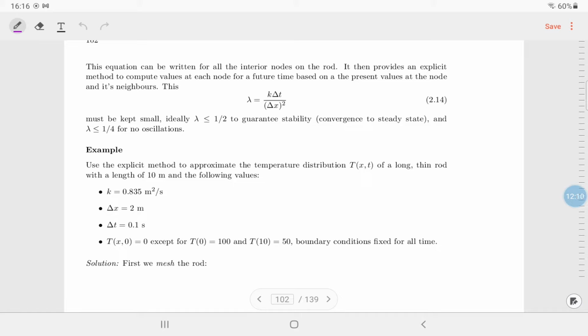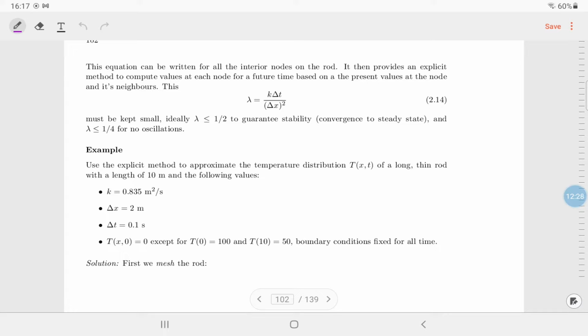So basically what I'm saying is if you have it, say, in between 1/4 and 1/2, you're going to have oscillations. So the temperature will look like it goes above equilibrium, below, above, below, above, below, etc. And you have these oscillations, but you're getting closer and closer to the equilibrium. You're better off to have this lambda less than 1/4 for no oscillations.